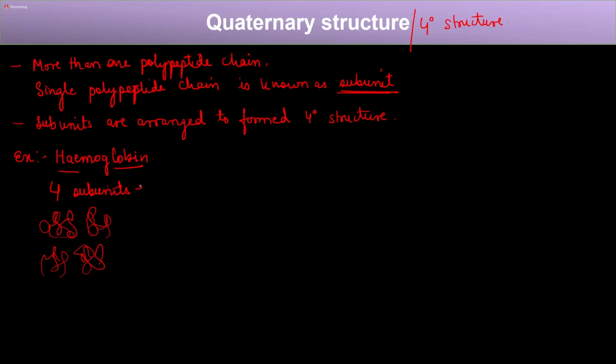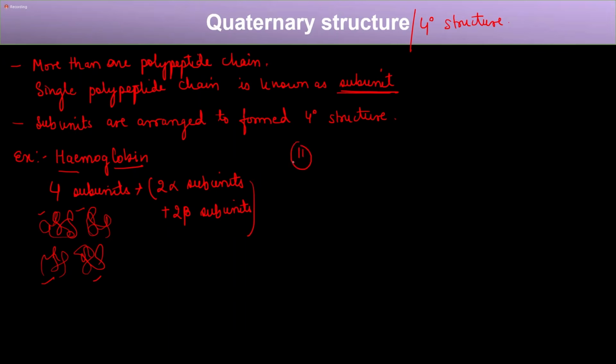Now these 4 subunits are further named. Two of these subunits are called alpha subunits and the other two are beta subunits. Say these 2 are alpha subunits and these 2 are beta subunits. It comprises 2 alpha subunits and 2 beta subunits.